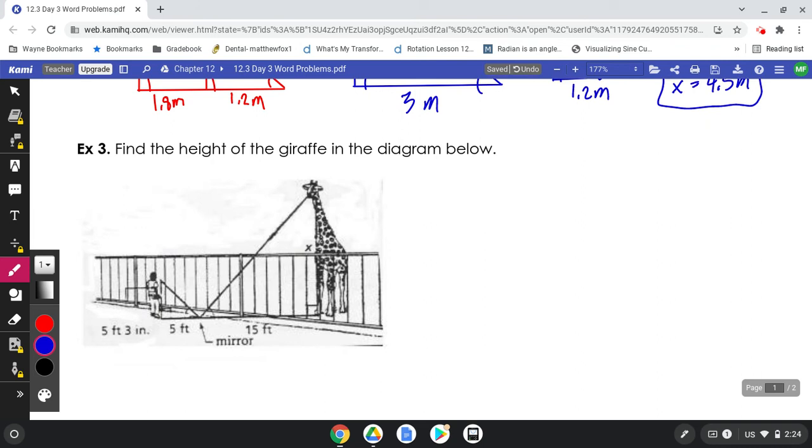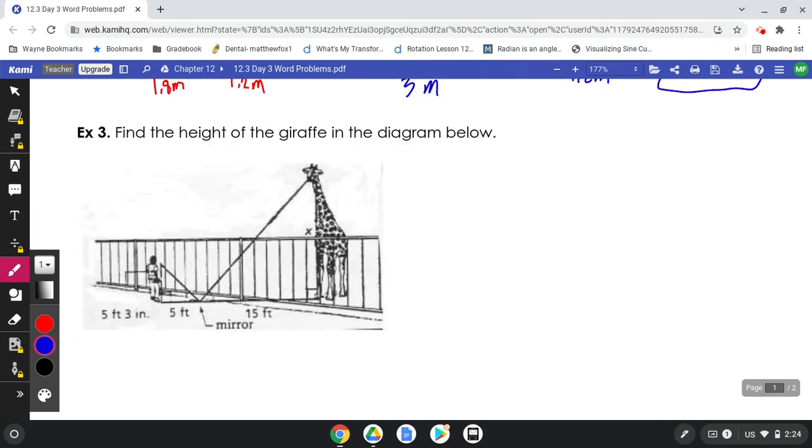On our third one here, take a trip back to the zoo. Hopefully you guys have good memories. I definitely remember going to the zoo with my family growing up, and I remember it fondly. But if we look here, the kid is looking down at the mirror, and it's bouncing up to see the top of the giraffe. So our two triangles here, if I'm going to outline them, we have our giraffe triangle.